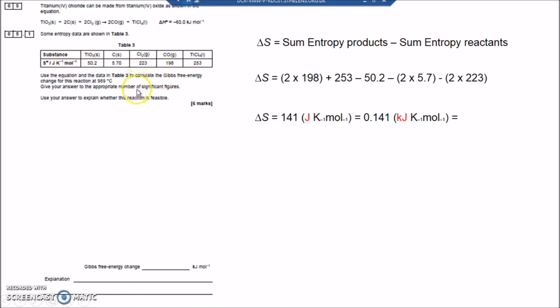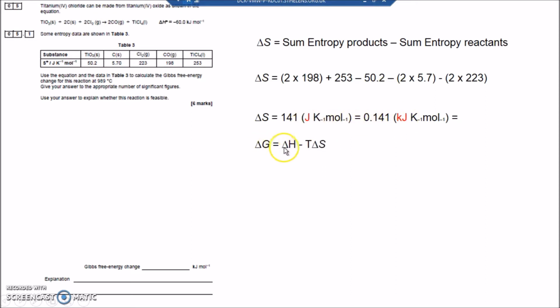And it needs to be in kilojoules. The reason it needs to be in kilojoules is because in a minute I'm going to use Gibbs free energy change, so delta G equals delta H minus T delta S, and delta H is in kilojoules, so I've got to get this in kilojoules. So I'm going to divide by 1,000 to get joules into kilojoules, a small unit value into a larger unit value, I divide by 1,000.